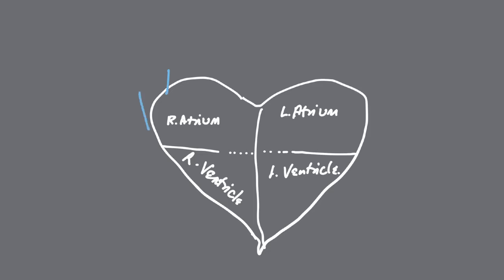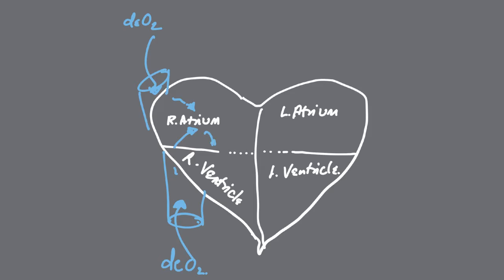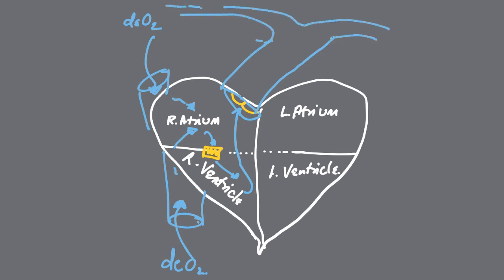Blood from all parts of the body above the heart enters via the superior vena cava, and blood from all parts of the body below the heart enters via the inferior vena cava. This blood is deoxygenated and it enters the right atrium. It passes through the tricuspid valve and enters the right ventricle. The right ventricle then pumps it into the pulmonary trunk, which opens into 2 pulmonary arteries, each of which enters the lungs.